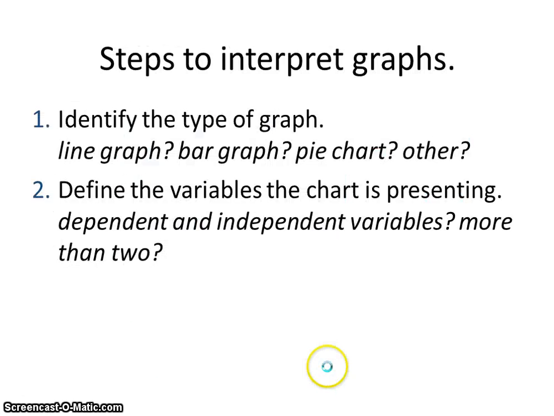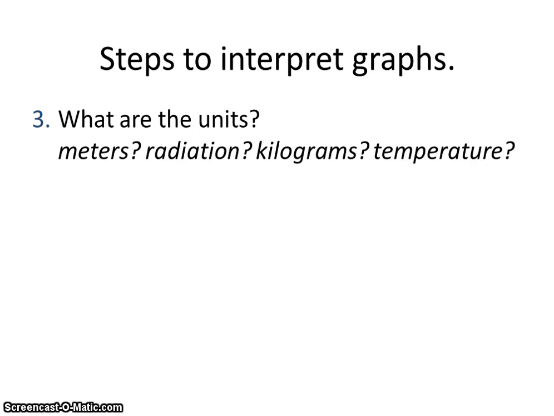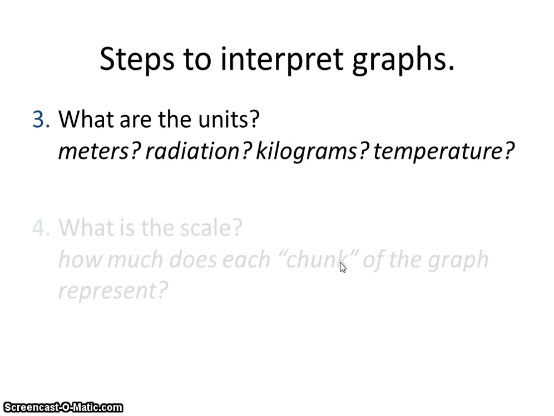So depending upon what kind of graph we're looking at, we might have a lot of information to process. So then we want to look and see what the units are. We're talking about numbers of people. That's what we're going to see on that y-axis, the one that runs up and down like this. Are we looking at meters? Are we looking at temperature? Are we looking at radiation units? Kilograms? What are we looking at? So that we can interpret those numbers.